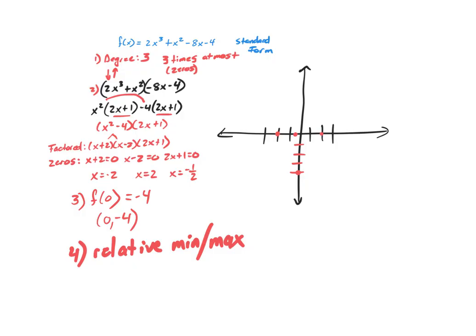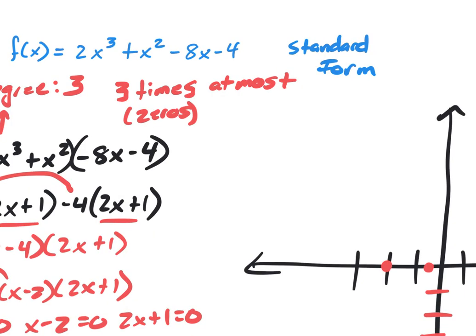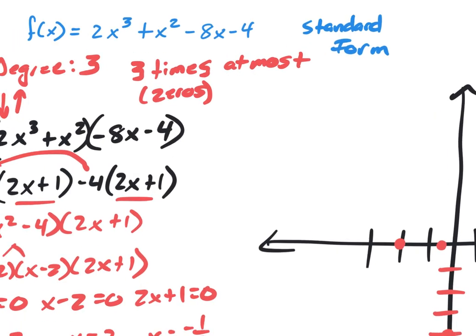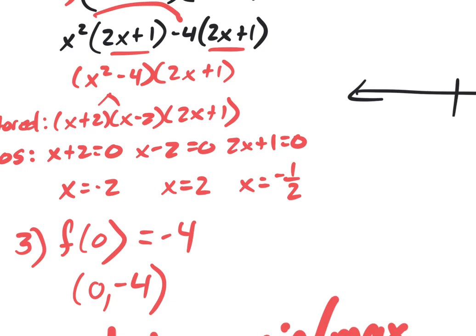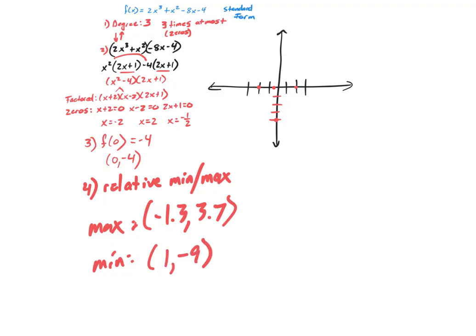Okay, so let's put this into our calculator now. We're just going to put it in just like this. 2x cubed plus x squared minus 8x minus 4. Oh, I wrote that down wrong. Put it in the wrong spot. That's going to be my maximum. My minimum is 1, -9.